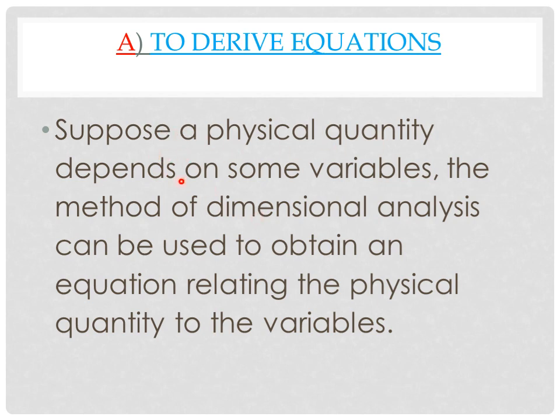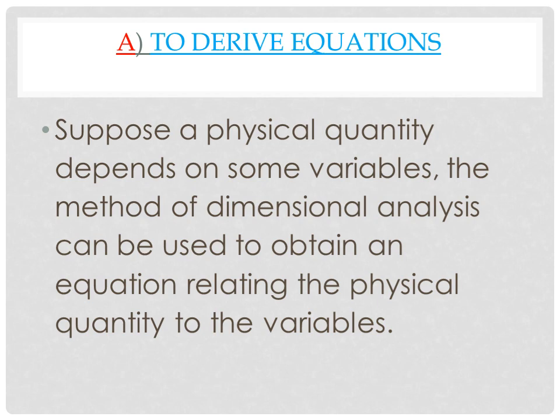Suppose a physical quantity depends on some variables. The method of dimensional analysis can be used to obtain an equation relating the physical quantity to the variables. What does that mean? Suppose you want to calculate the speed of sound in air and you don't know the equation, but you think that it depends on temperature, time, distance, height, humidity, all of those things, but you really do not know how to go about it.